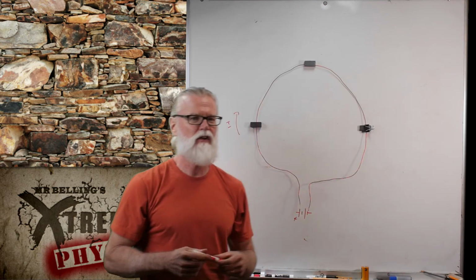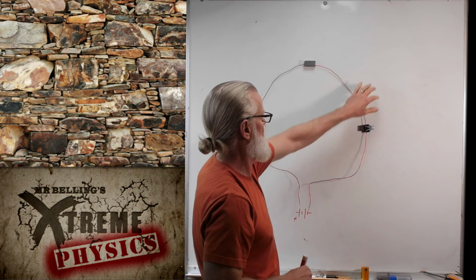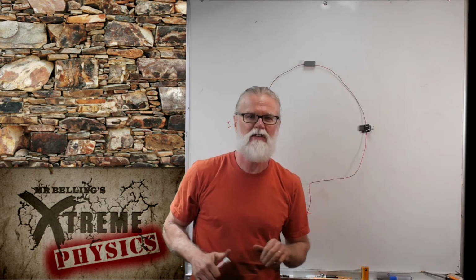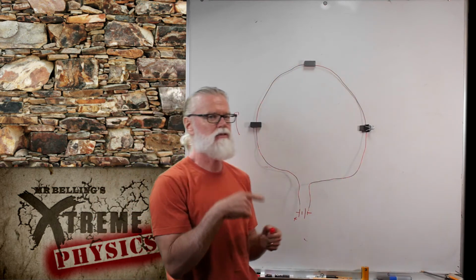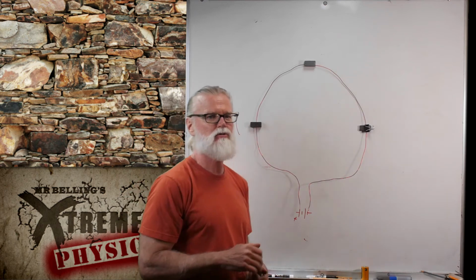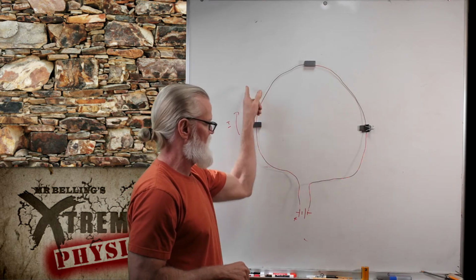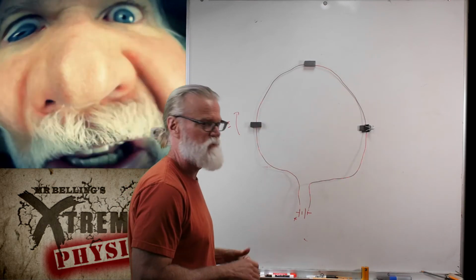I want you to figure out what the field is going to look like inside the loop and what it is going to look like outside the loop. These loops are going to be real important in magnetism. So I want to take a moment to do that. Use the right-hand rule and figure out what's the direction of the field inside and outside. Pause the video now.